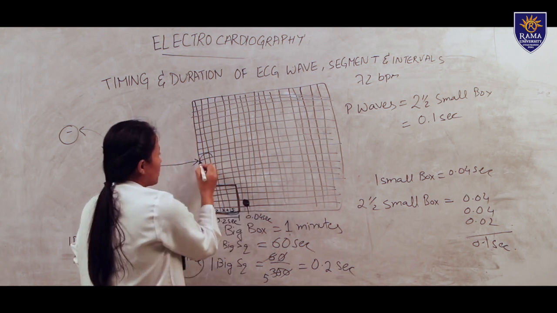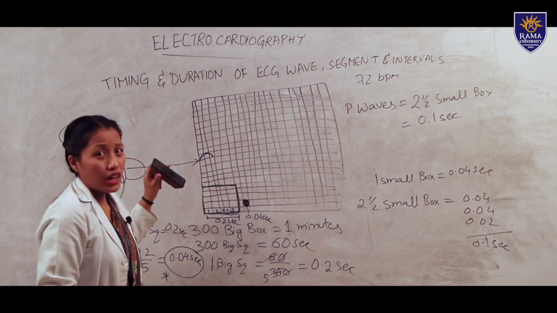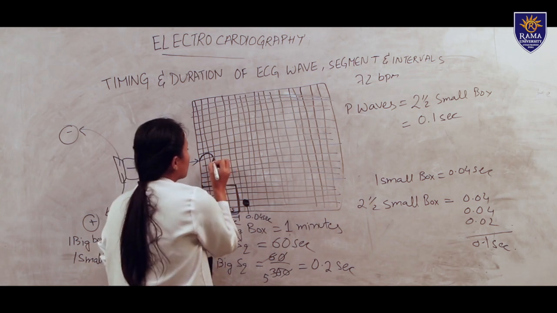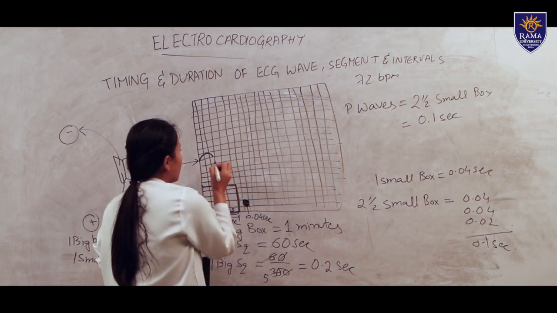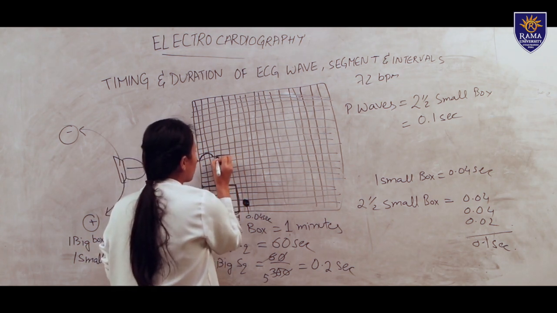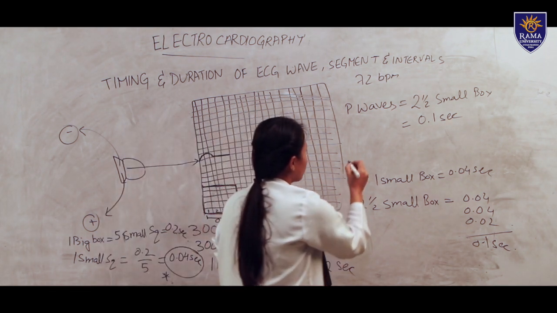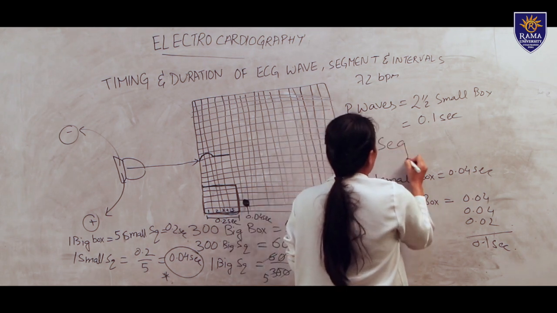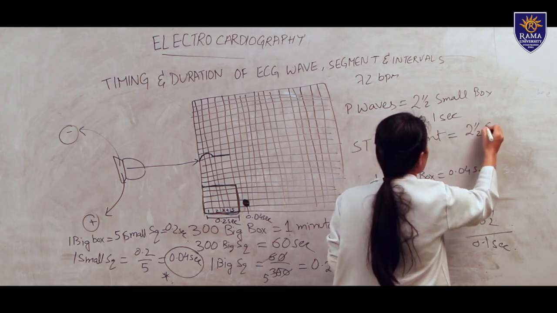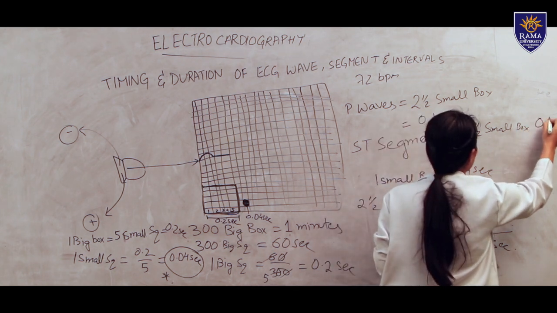And the P wave is nothing but atrial depolarization. After the atrial depolarization, AV node conduction will take place. In the AV node conduction, it goes in an isoelectric line and will form an ST segment. This ST segment also will take 2.5 small boxes, that is nothing but 0.1 seconds.